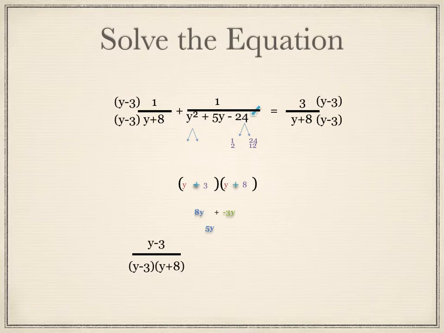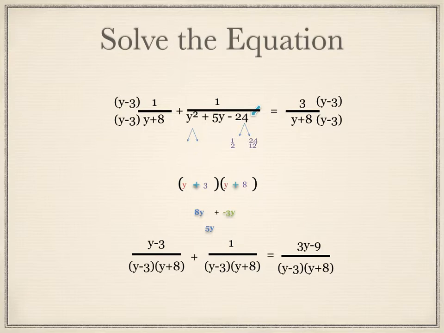So on that first one, we do y minus 3 times 1, which is just y minus 3, over y minus 3 times y plus 8, plus 1 over y minus 3 and y plus 8, which is equal to 3 times y minus 8. I'm using the distributive property there. If you need help on the distributive property, please see that video. So we've got 3 times y, which is 3y, 3 times negative 3, which is negative 9. So we have 3y minus 9 over y minus 3 times y plus 8.